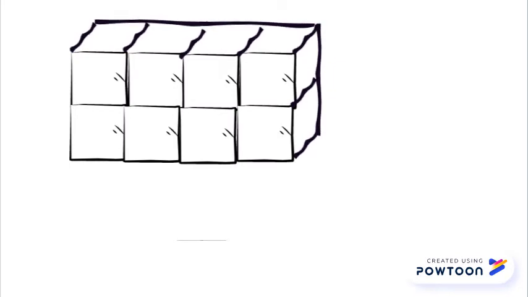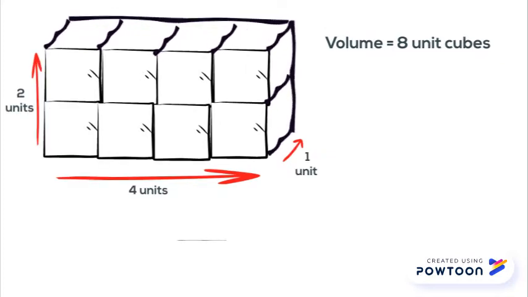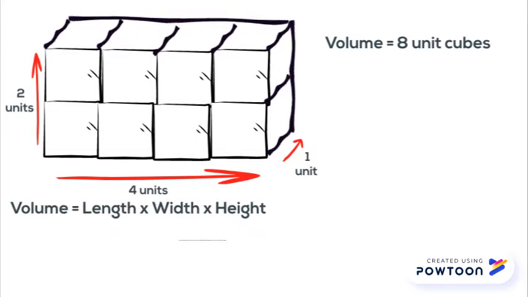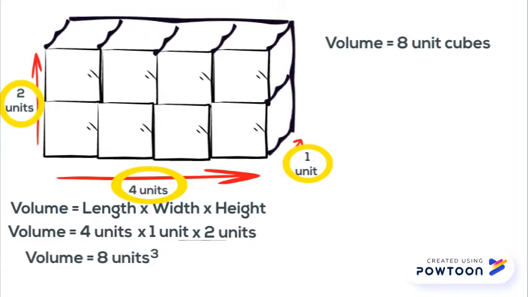Class, we already know that we can find the volume of this figure by simply counting the cubes, and that is 8 unit cubes. However, now that we know the three measurements that we need, we can count that the length is 4 units, the width is 1 unit, and the height is 2 units. With these measurements, we can use our new formula for volume, which is volume equals length times width times height, or volume equals 4 units times 1 unit times 2 units. So the volume would equal 8 units cubed.